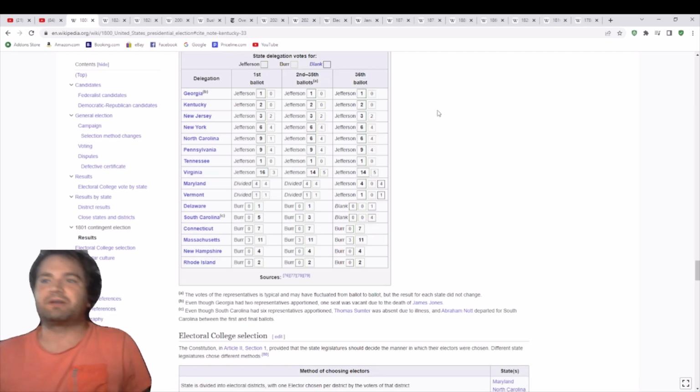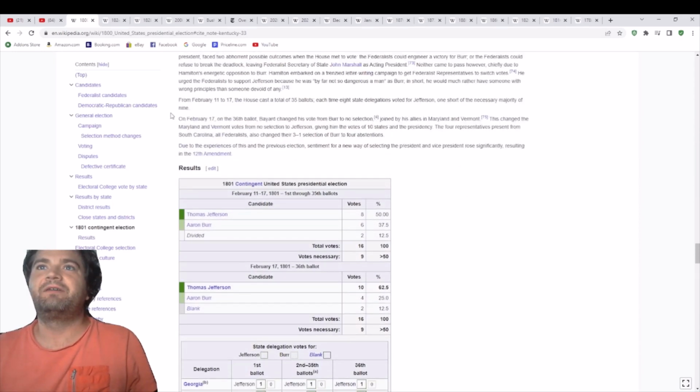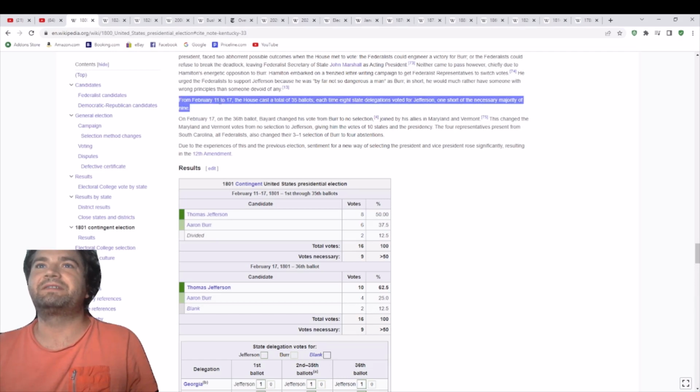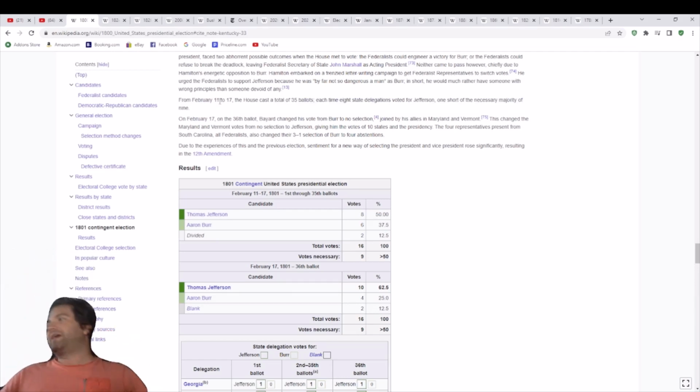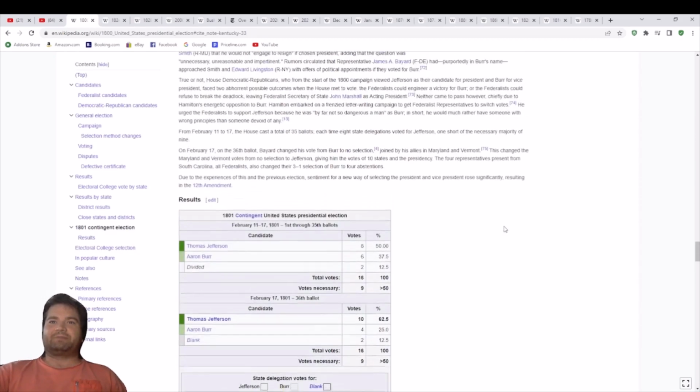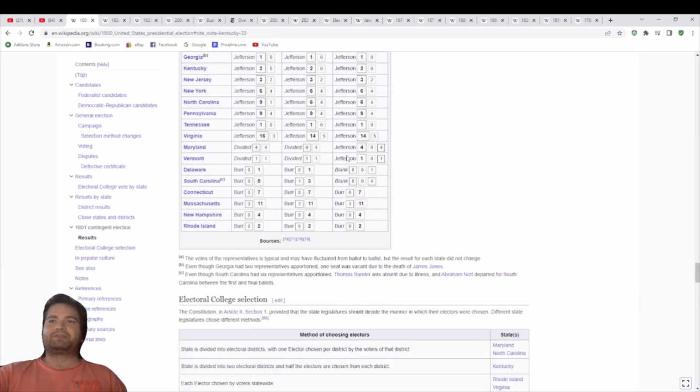I wonder how long it took. Does it say how long it took? February 11th to 17th. So it wasn't that long. It was just like that McCarthy election we just had. All right, that was about the same amount of time. Yeah, but eventually Jefferson won.